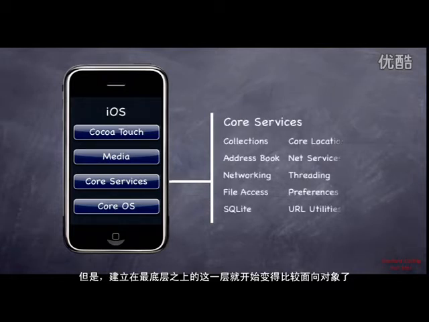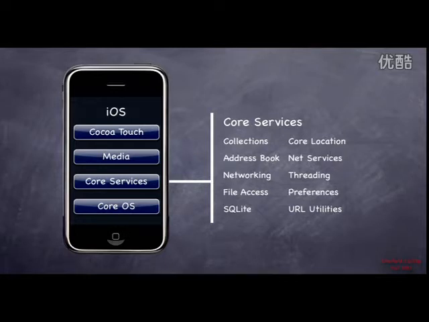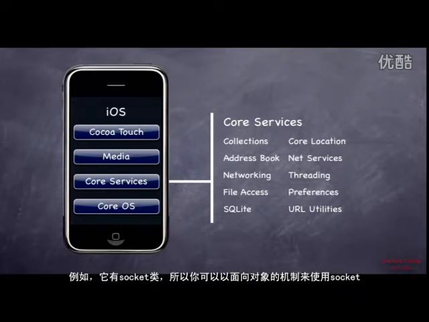Built on top of that, though, is a layer that starts to be more object-oriented, okay? And it's providing a lot of the same services as the layer below, but with object-oriented API. For example, there's a socket class, right? So that you can do sockets using an object-oriented mechanism.